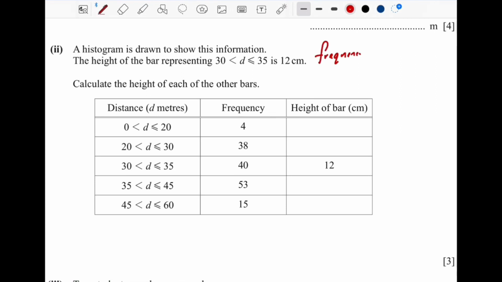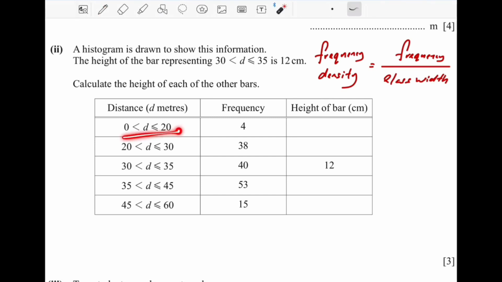Frequency density, then from there we change it to the height of the bar. Frequency density is frequency divided by the class width, the difference of the class size. For example, 0 to 20, so 20 minus 0, the class size is 20; 30 minus 20, 10; 5, 10, and also 15, that's the class size.